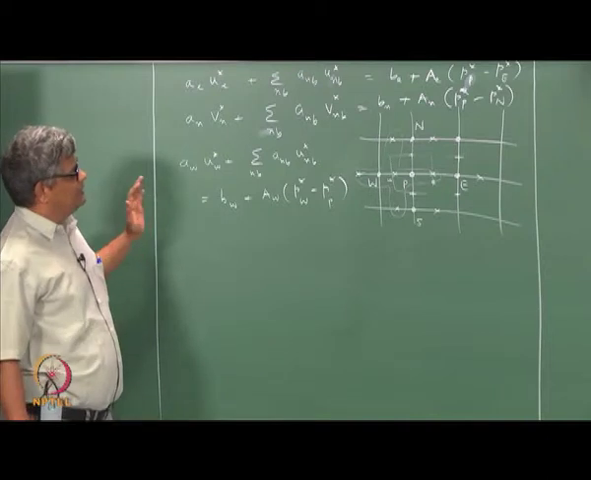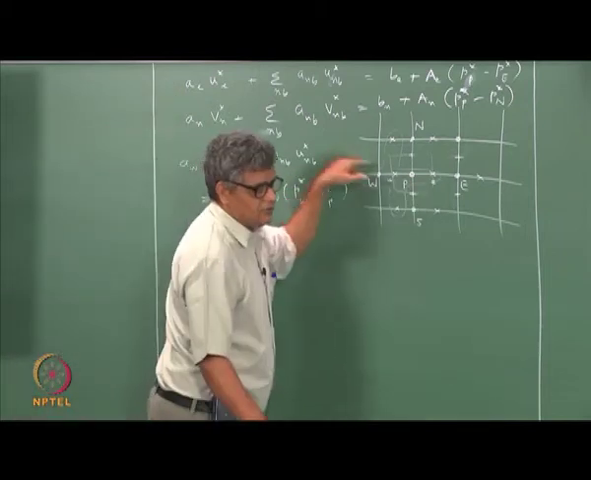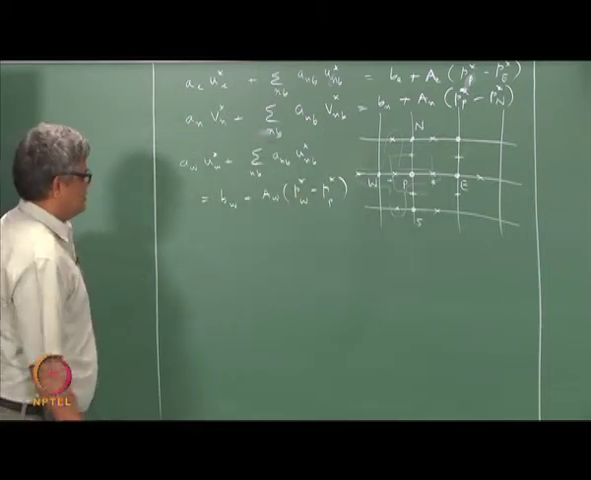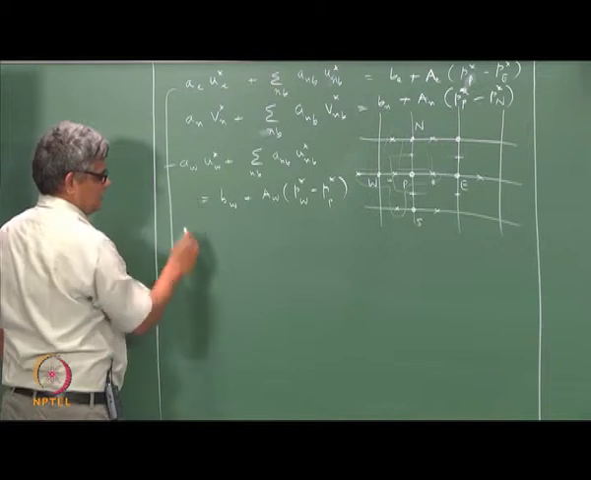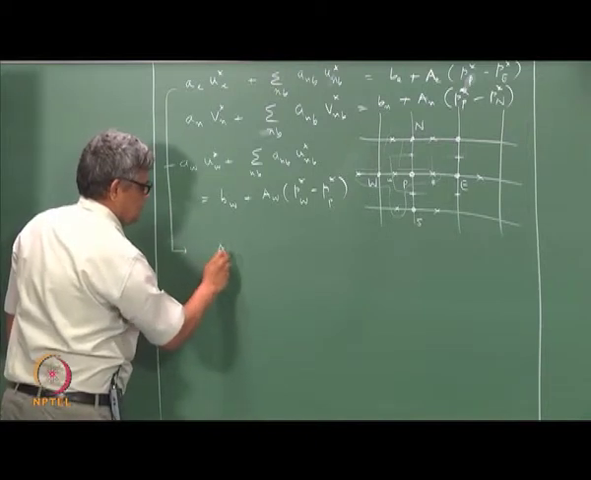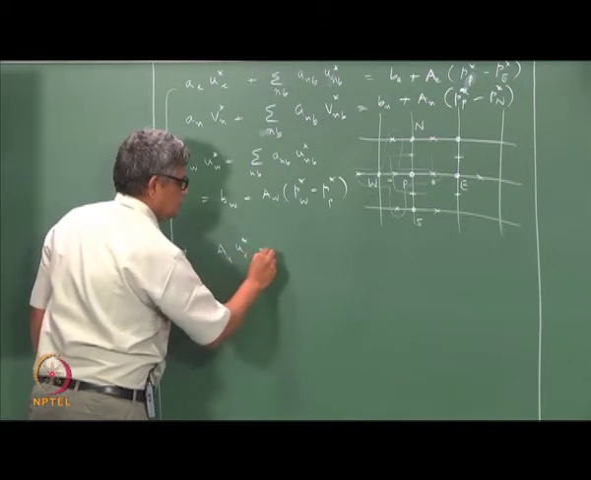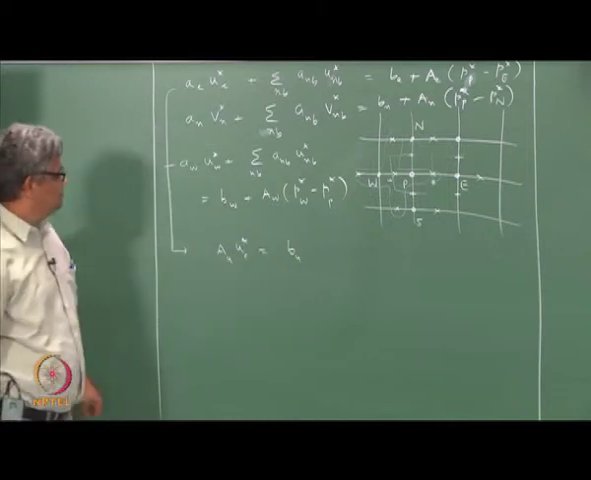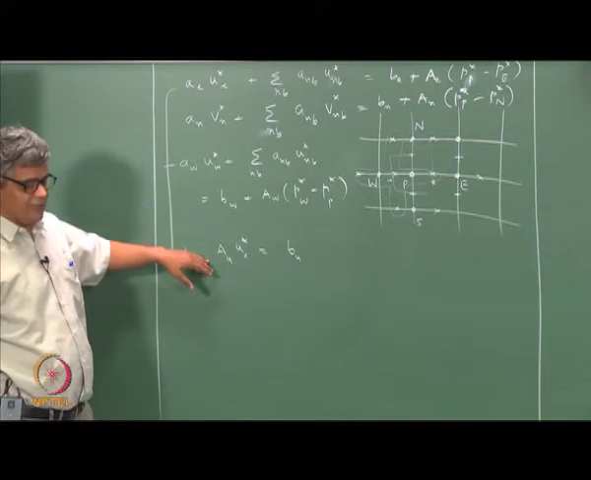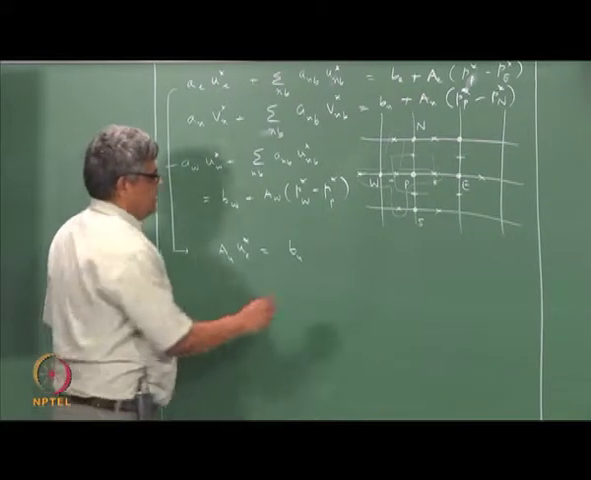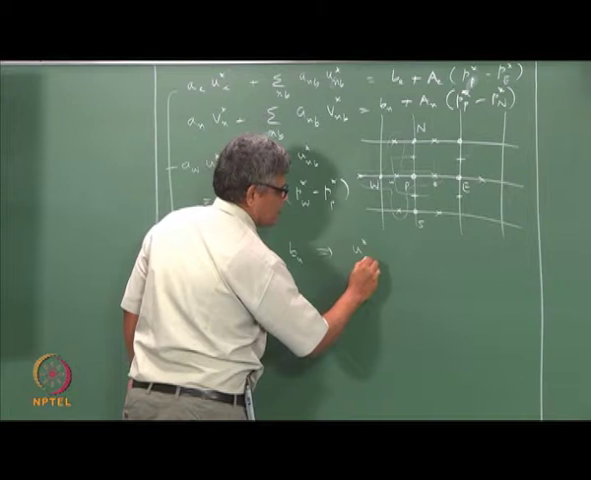The only problem is that in order to solve this, if we write down for all the points at which we have a velocity to be determined, then this equation and similarly this equation and all these equations can be converted into a set of equations like A u = B, where this is a set of linearized algebraic equations, and if we solve this, we get u star at all grid points.